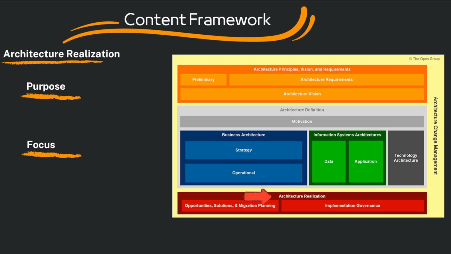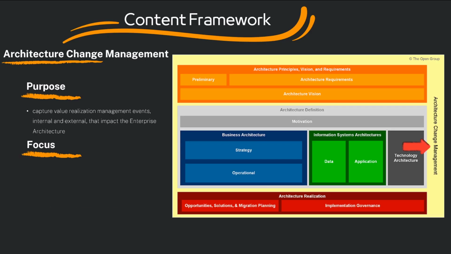Architecture realization. Purpose: capture change roadmaps, transitions between architecture states, and binding statements. Focus for steering and governing architecture implementation. Architecture change management. Purpose: capture value realization and management of events, internal and external, that impact the enterprise architecture. Focus on the generation of requirements for action.